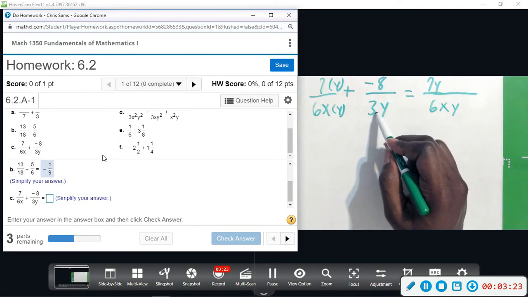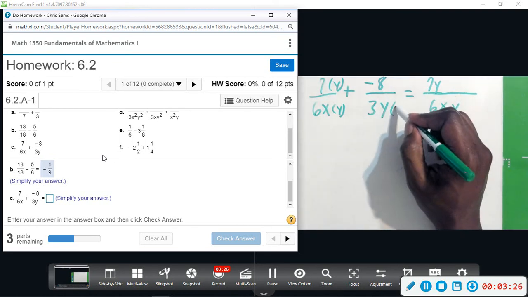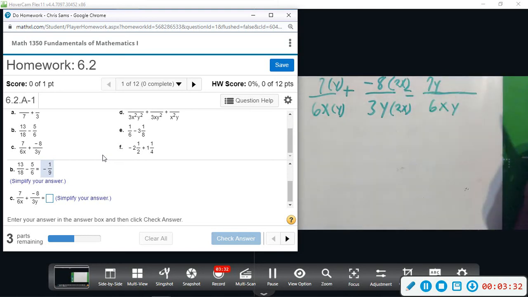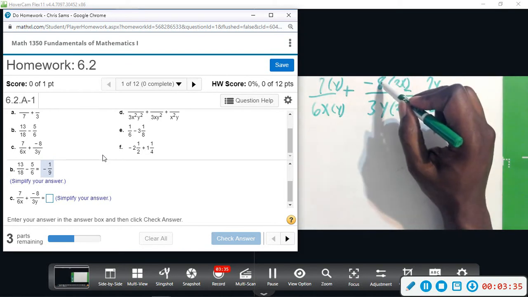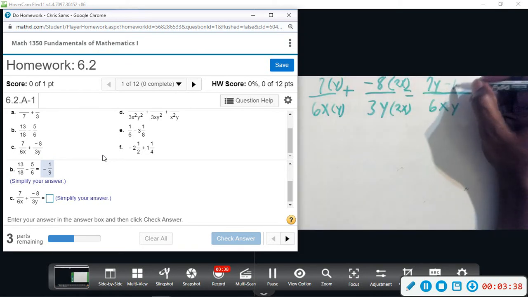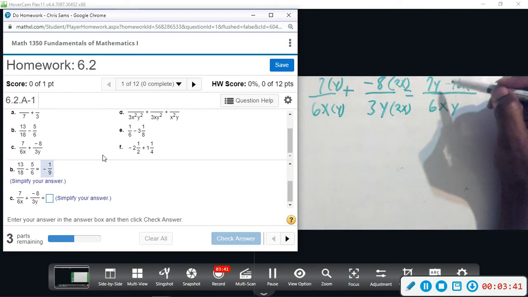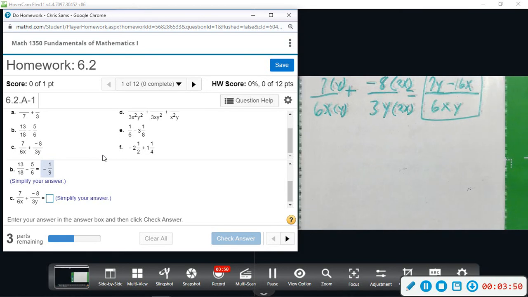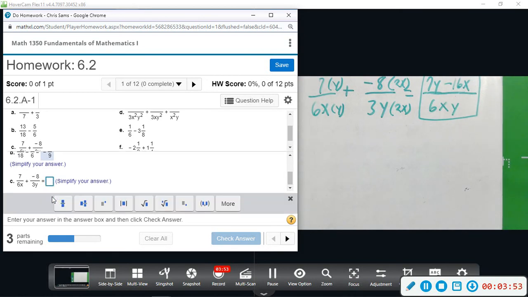On the bottom over here we would have to multiply the 3 times 2, and we also need that x. So 2x is what we'd have to multiply by here. 2 times 8 is 16, and it's negative. So negative 16x. Alright, so we got a common denominator. We cannot simplify, these are different. They're not like terms. So 7y minus 16x all over 6xy.